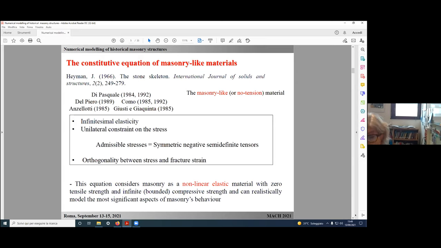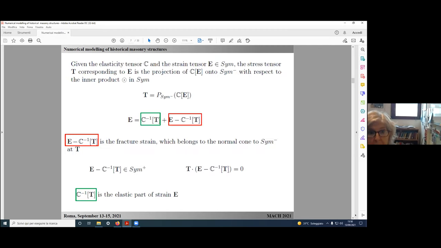So this equation considers masonry as a nonlinear elastic material with zero tensile strength and infinite compressive strength, and can realistically model the most significant aspects of masonry behavior. So briefly speaking, given the elasticity tensor C, which contains the mechanical properties of the material, I mean the Young modulus, the Poisson ratio, and so on, and given the strain tensor E, the stress tensor T corresponding to the strain E is the projection of C of E onto the set of all symmetric negative semi-definite tensors with respect to a suitable inner product defined in terms of C.